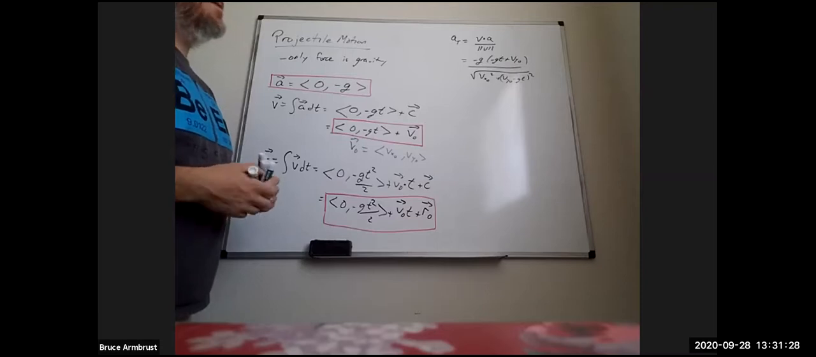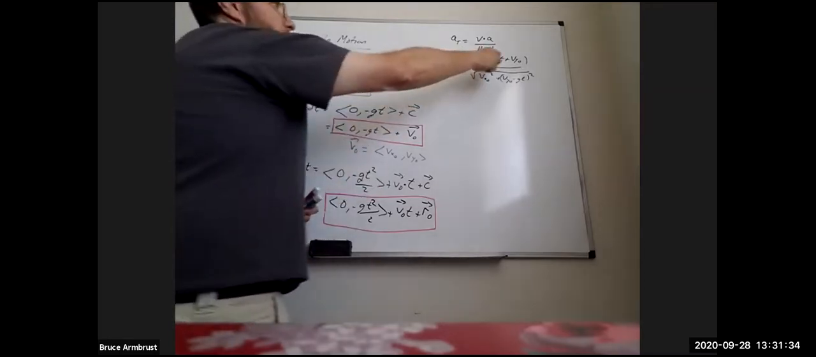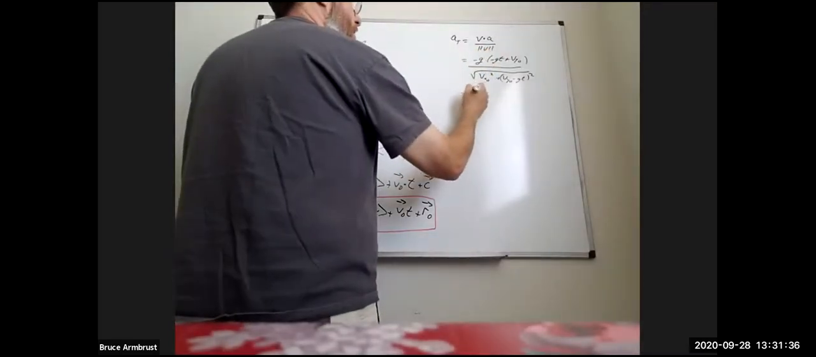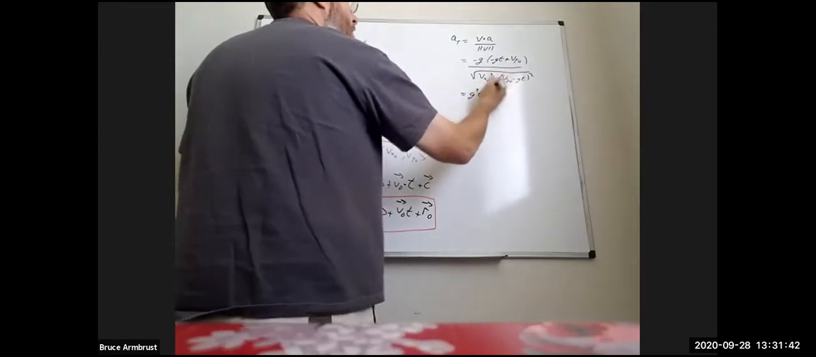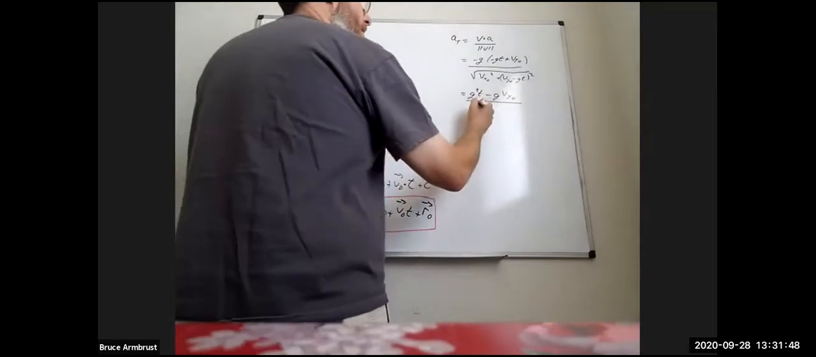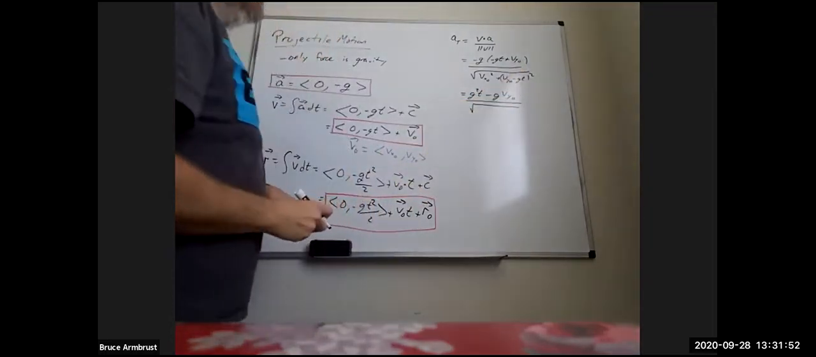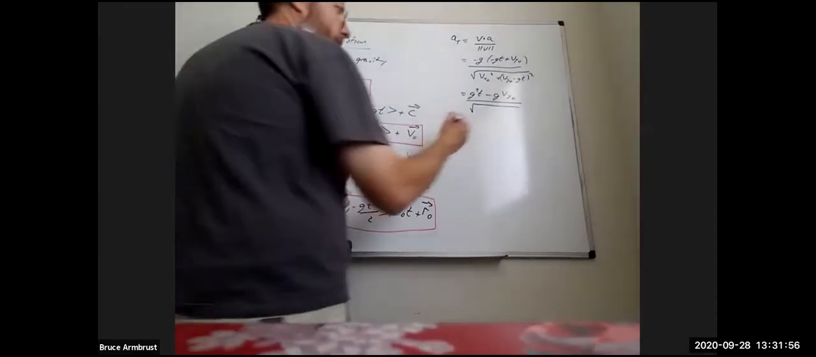All right, let's simplify this just a very little bit. If I distribute through the top, I'm going to get g squared t minus g times vy naught. So that's on the top. And then on the bottom, if I were to square everything out, I'm going to get a vx naught squared plus vy naught squared.